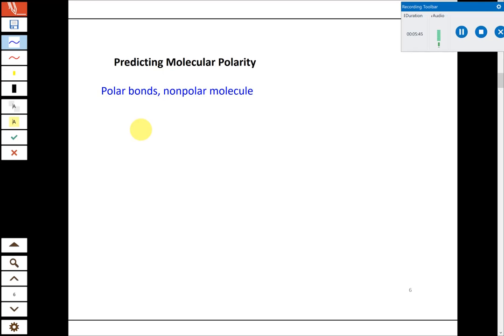Because in some geometries, all the bond dipoles are going to be equal and opposite in direction. They're going to cancel out to have zero net polarity. In other geometries, they won't completely cancel out, and then you'll have a polar molecule. So it's a pretty common situation to have polar bonds but have an overall nonpolar molecule. This is the situation when each individual bond is polar, but the individual dipoles cancel each other out.